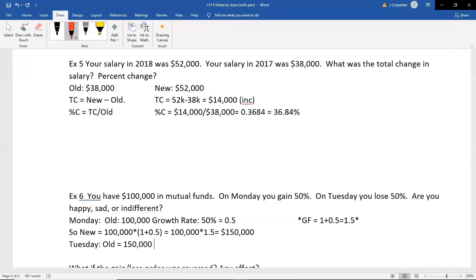Okay, so our old is 150,000. Now we're losing. We're on the dump cycle. So now instead of a growth factor, that's a decay factor. So our decay rate would be negative 50%, which is negative 0.5. Meaning the decay factor, DF, would be 1 minus the 0.5, which is 0.5.